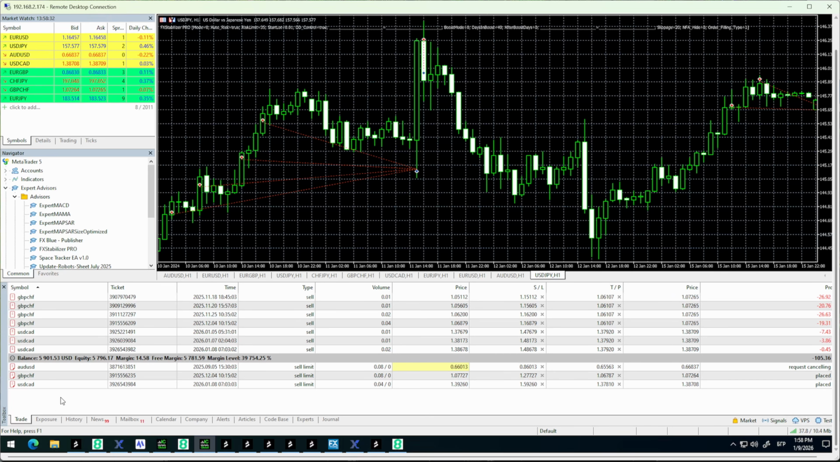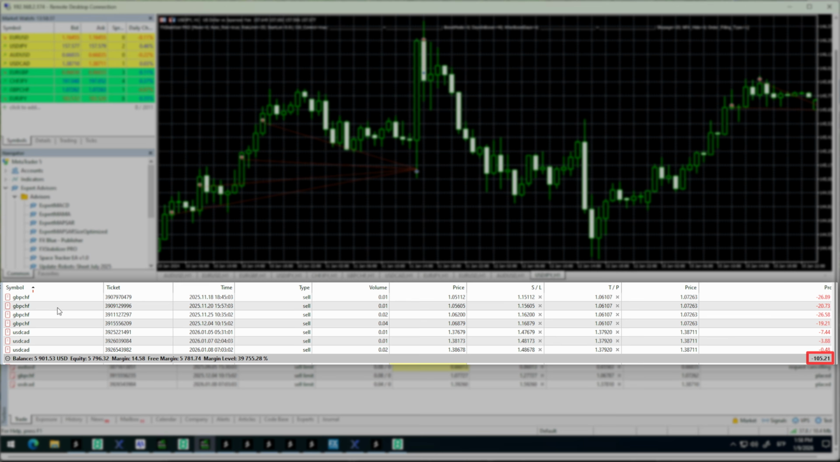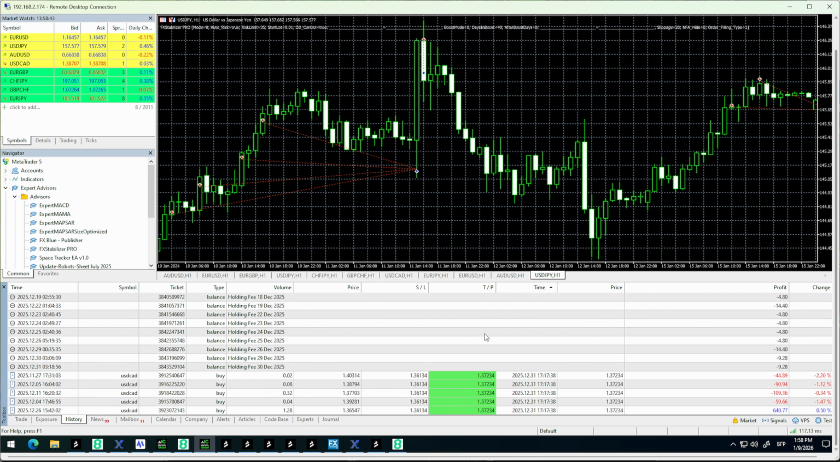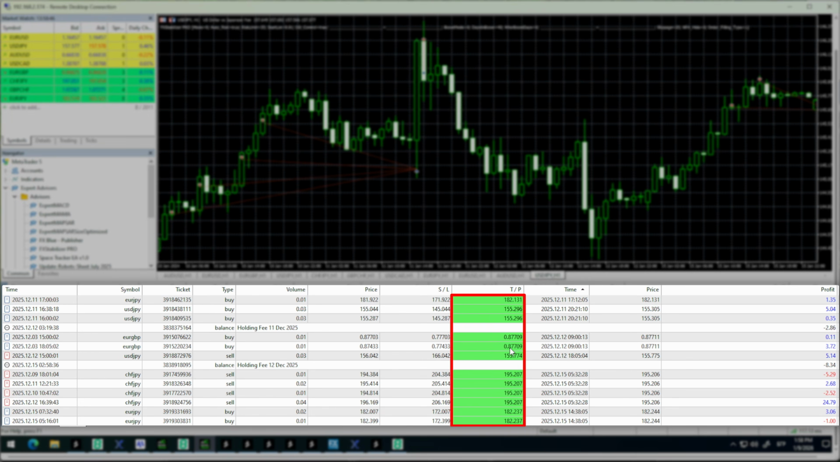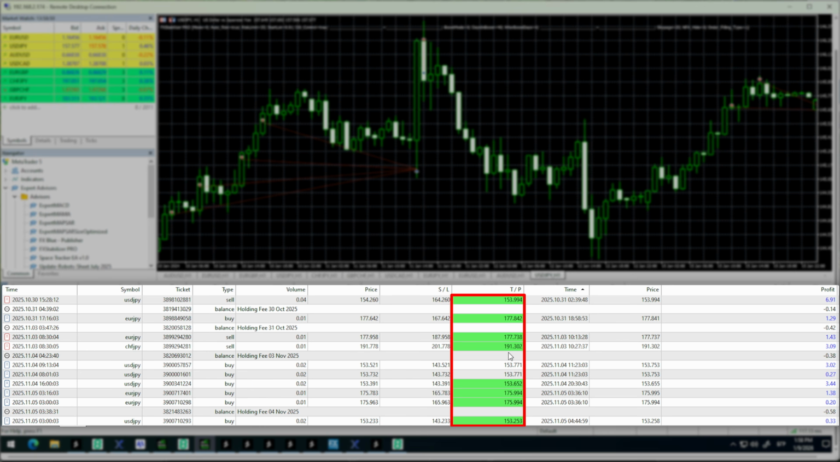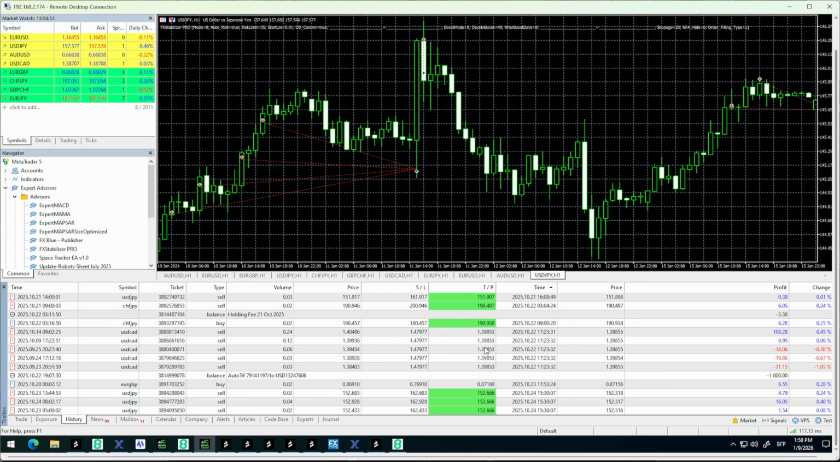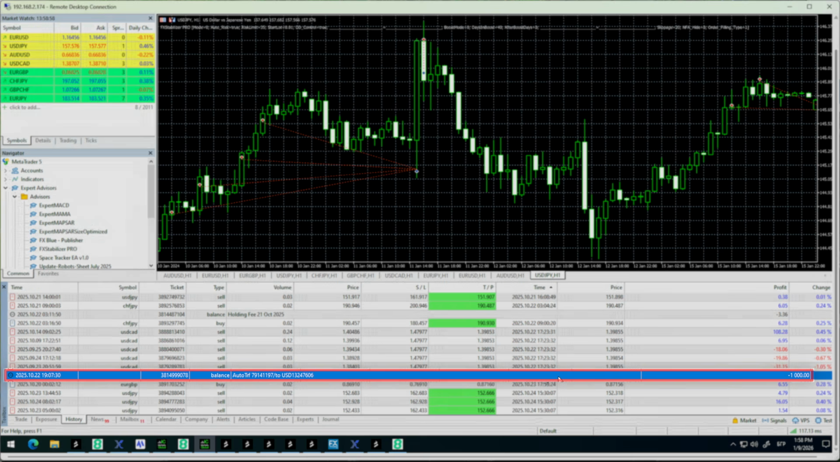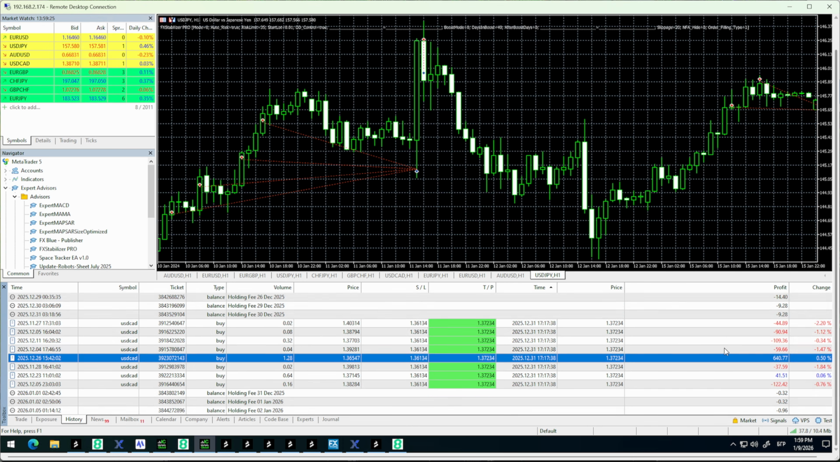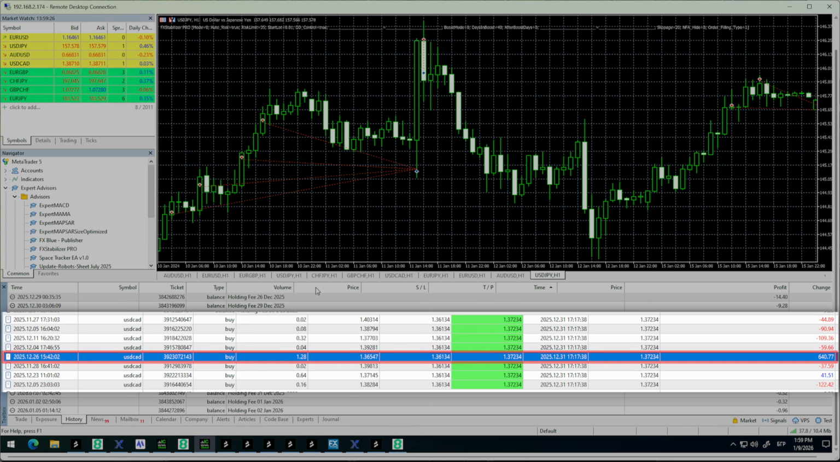So if I show you the live account, you'll see that currently there is a floating loss from the pound Swiss and the dollar CAD, and in the account history we can see all of the trades. We can see some of the withdrawals that I've requested in the past. For example, there is one right in here, this one in October.